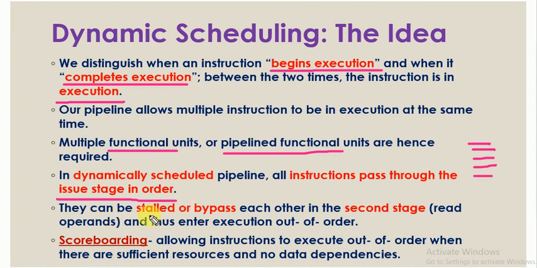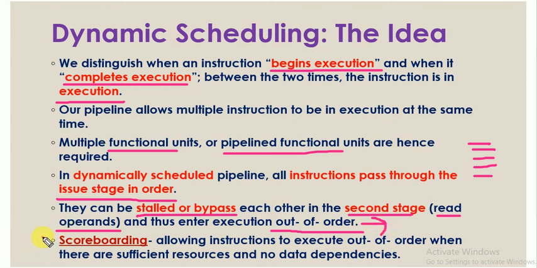Now instructions can be stalled after the issue stage, or they can bypass each other in the second stage, that is during read operands. Bypass means the order can be changed, and then the execution automatically goes out of order. So sometimes the stages may be stalled, or it may be bypassed, meaning it will rearrange the order of instructions and some other instruction will bypass the previous instruction and continue its execution. That means it will go for out of order execution.